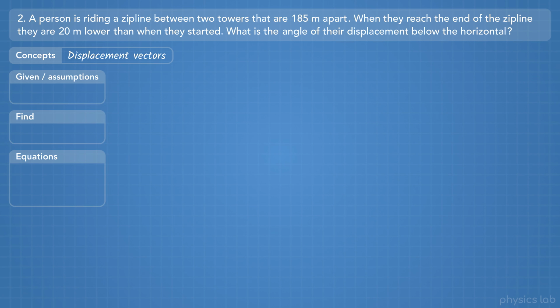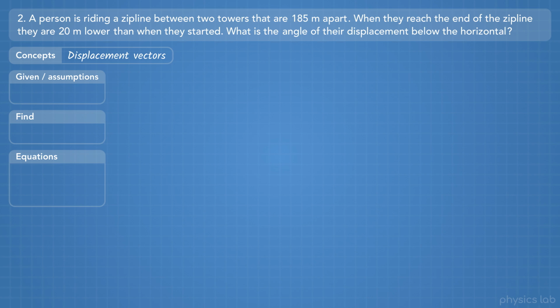A person is riding a zip line between two towers that are 185 meters apart. When they reach the end of the zip line, they are 20 meters lower than when they started. What is the angle of their displacement below the horizontal?